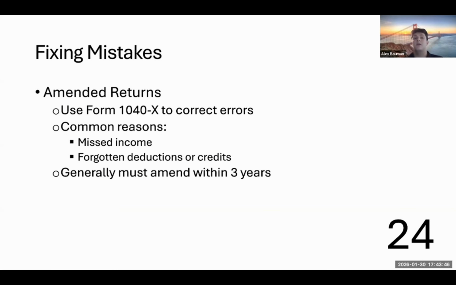Fixing mistakes. Mistakes happen, taxes are tough and challenging. A taxpayer might forget to report income or realize later that they had missed a deduction. The IRS allows people to correct errors by filing an amended return using Form 1040-X. In most cases, taxpayers have about 3 years from the original due date to fix mistakes. This gives people a chance to correct honest errors and make sure their tax return is accurate and up to date.